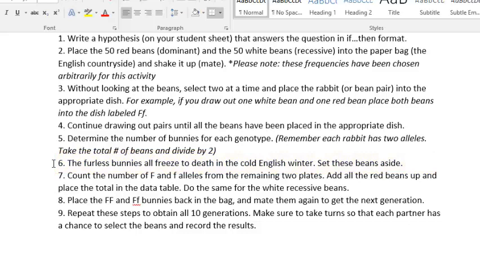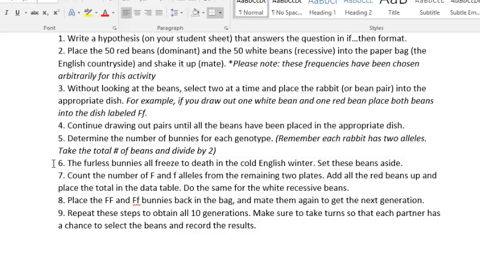So all of my double recessive, I'm just going to put over to the side. I'm not going to put them back in my bag, but I'm just going to throw them out of the population because those bunnies have died. So because those bunnies have died, those genes, those alleles are no longer in our population of bunnies. So we are going to discard them and we cannot count them anymore.